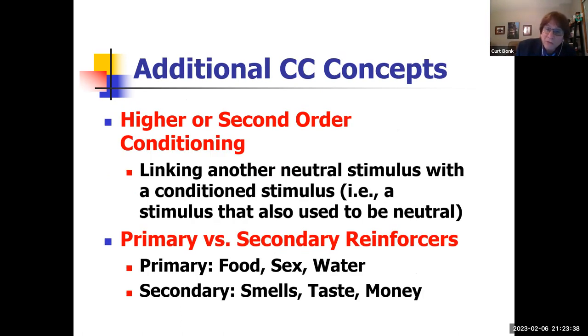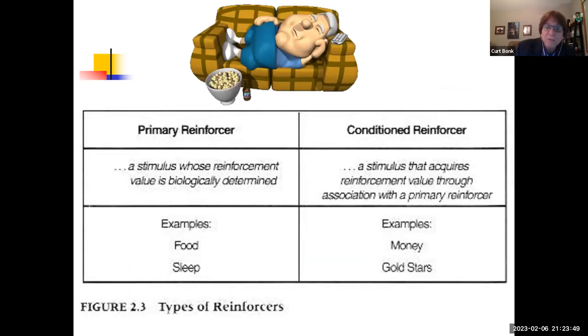Some things are primary in terms of reinforcers, water and food and so forth. And some things are secondary, like grades and points and praise and smells and tastes and so forth. And so we have our primary reinforcers, like getting sleep. We have our secondary or conditioned reinforcers, like a gold star, like I got in first grade, reading so many books and getting the gold stars that I wanted to get.